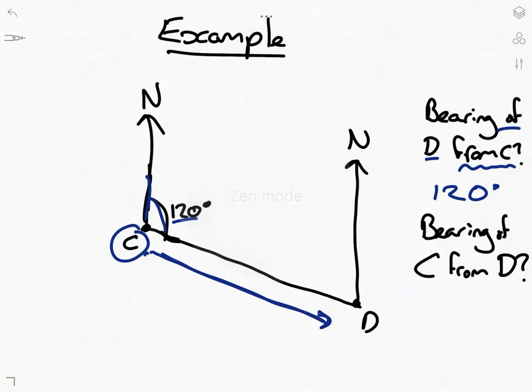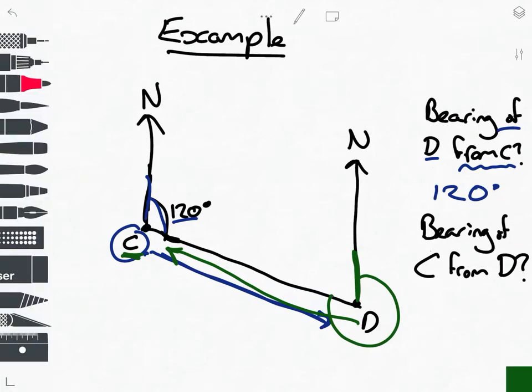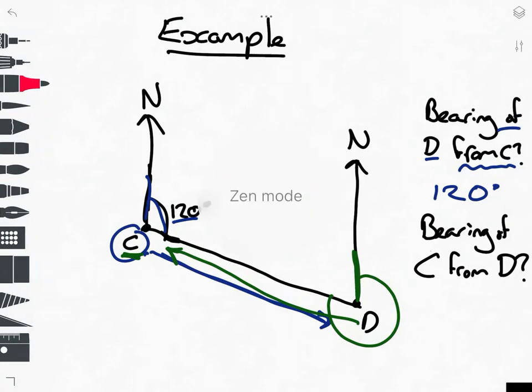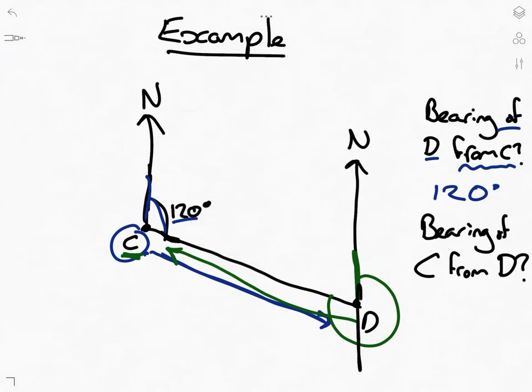Now, bearing of C from D. So bearing of C from D. Okay, so we need to start from north, clockwise. So it's this big angle we want. Okay, so we're going to have to use angle rules now. So we are going to have to use parallel line rules because we're not measuring anything because it might not be drawn to scale. So I'm going to extend this one down.